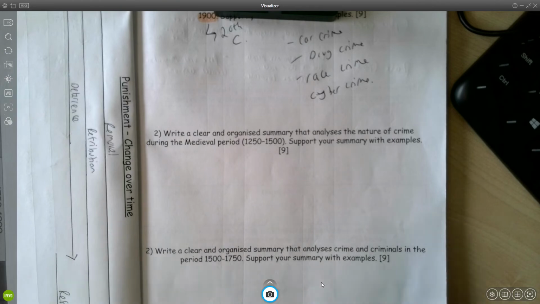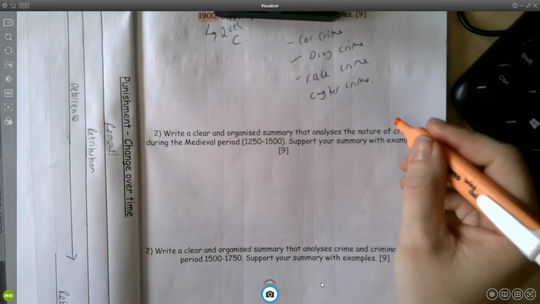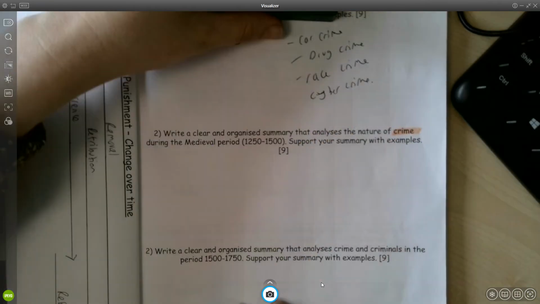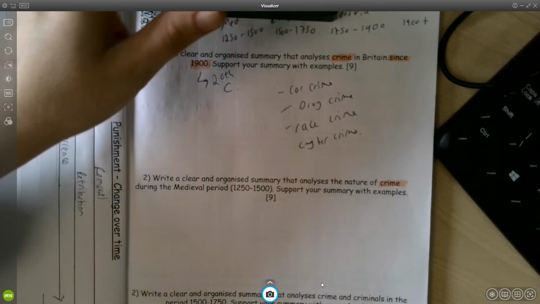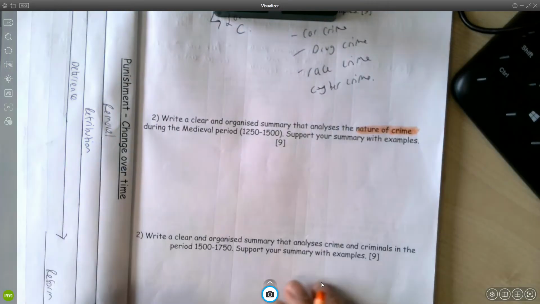Okay, so just as you did with the other one, you need to highlight the topic. Again, it says crime. Now you'll notice, it's interesting, this one says analyses crime. This one says the nature of crime. Nothing different at all. They're just trying to throw you off. You need to pick out crime.